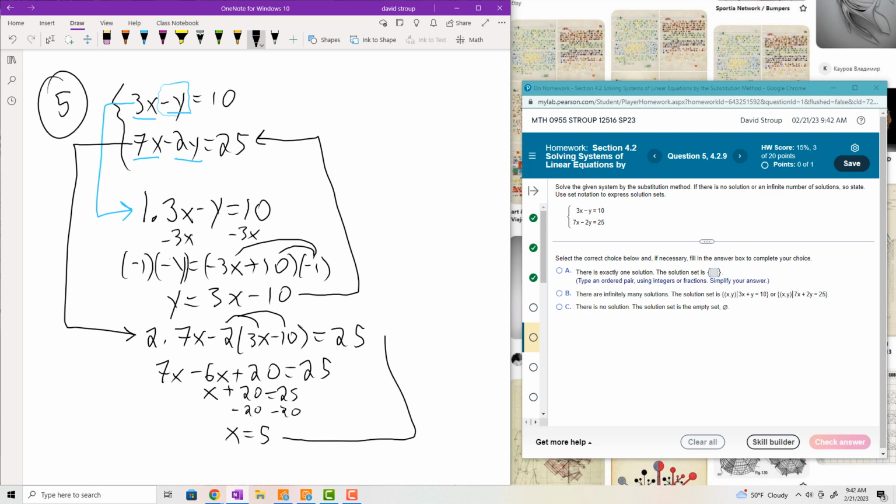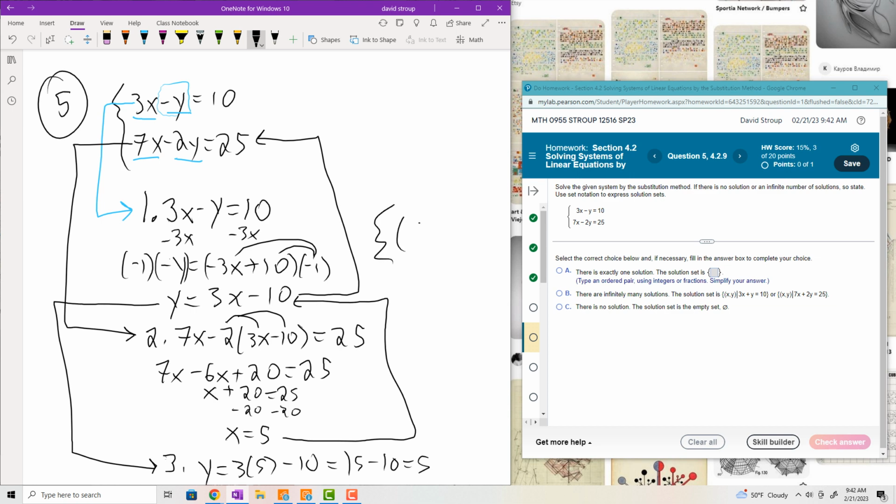And then finally, I'm going to sub in to my first equation there for y. So I have y equals 3 times 5 minus 10. So that would be 15 minus 10, which is 5. So my solution will be 5, 5.